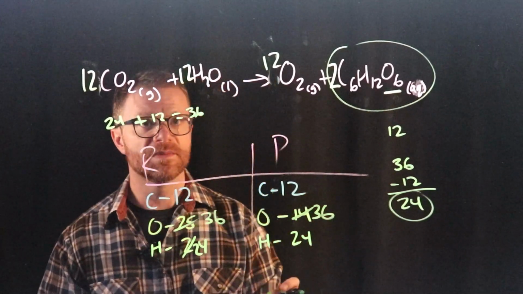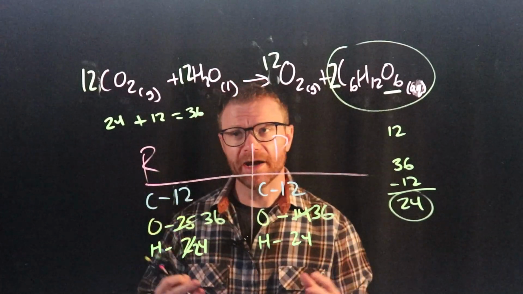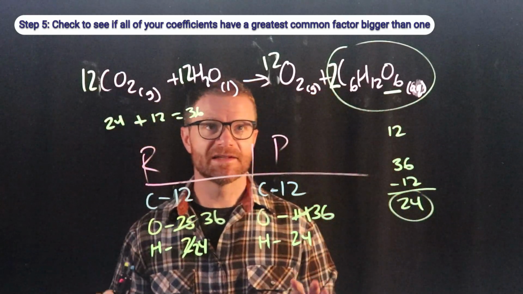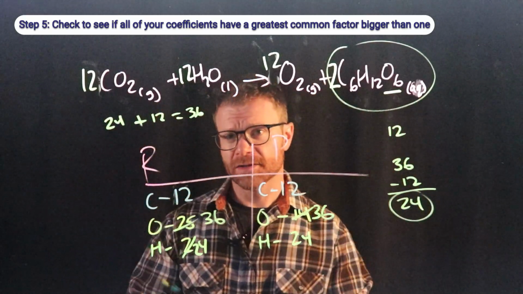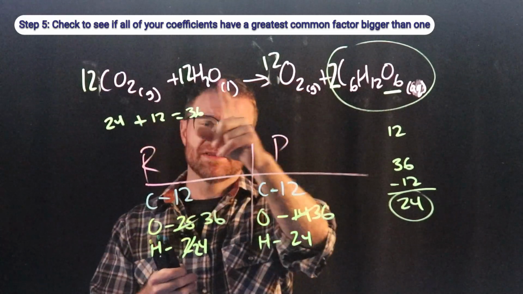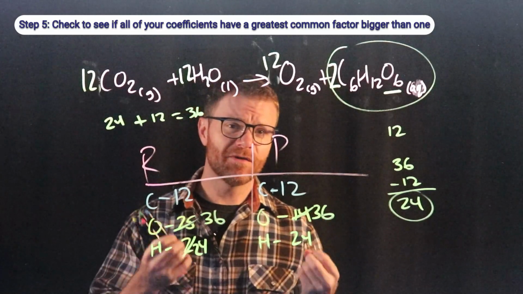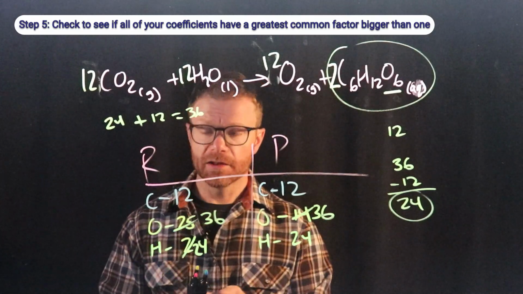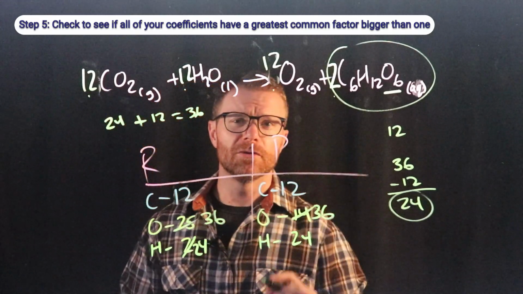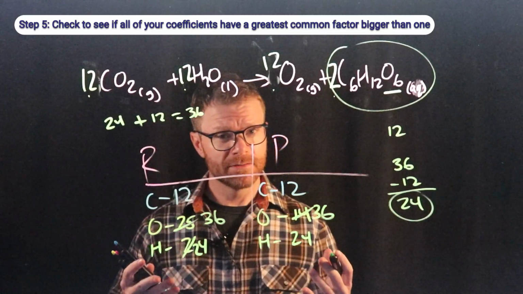And everything is balanced. But this is not the right answer. I repeat, even though this chemical formula is balanced, this isn't the right answer. You should always check your coefficients when you're done balancing to make sure you can't simplify it any further. And it looks to me like 12, 12, 12, and 2 are all divisible by the same number. Do you know what it is?